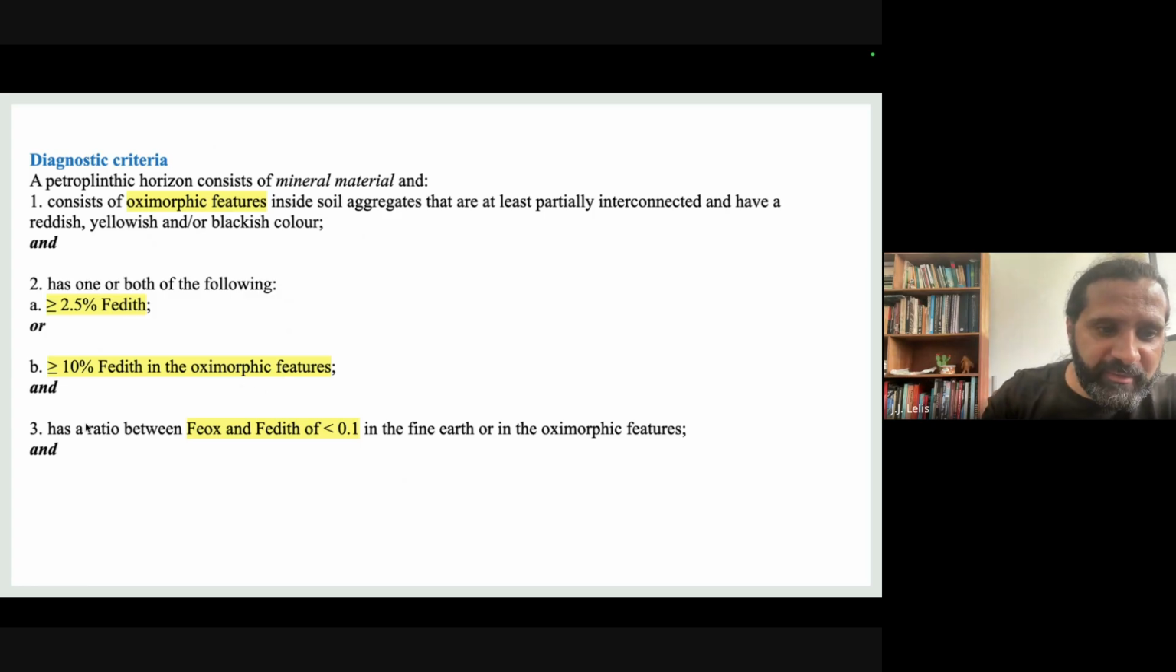And it has a ratio between iron extracted by ammonium oxalate and iron extracted by dithionite less than 0.1 in the fine earth or in the oxymorphic features. Why am I saying that? Because I have a very low content of iron associated to organic matter and/or low crystalline minerals. The majority of the iron is associated to highly crystalline minerals, okay?